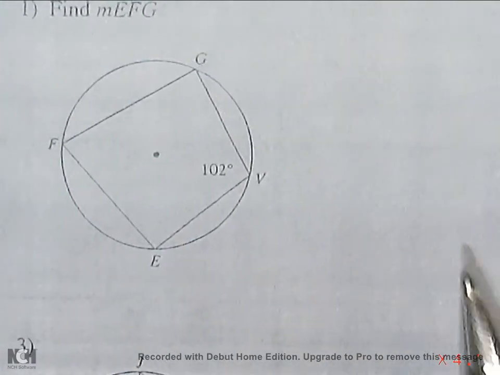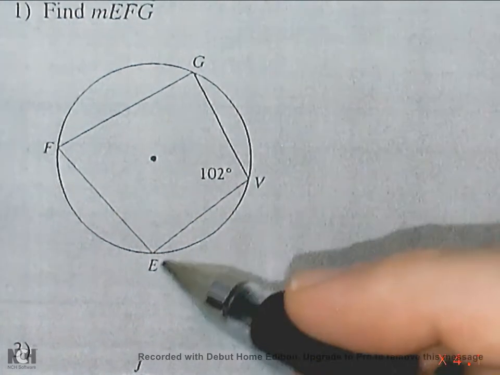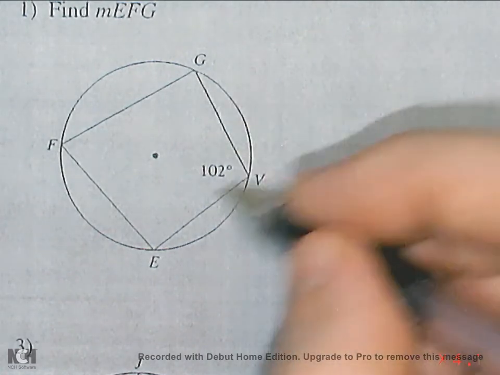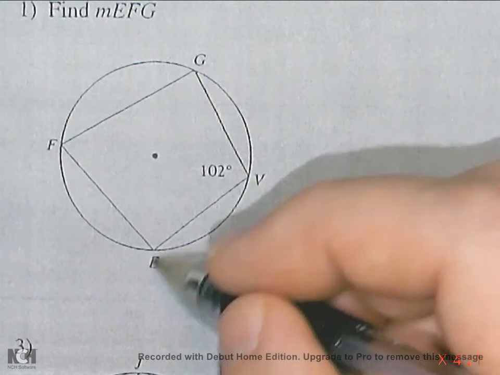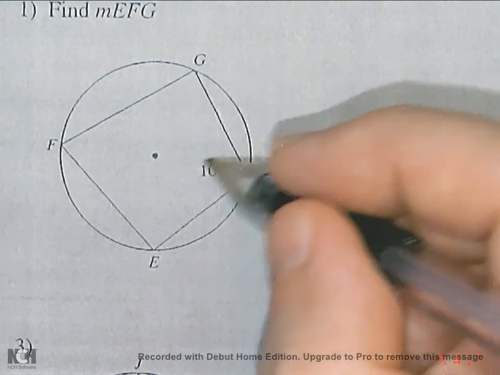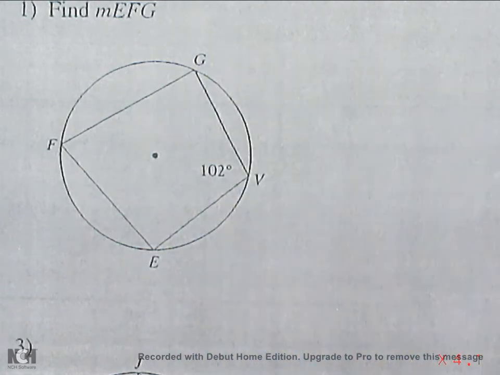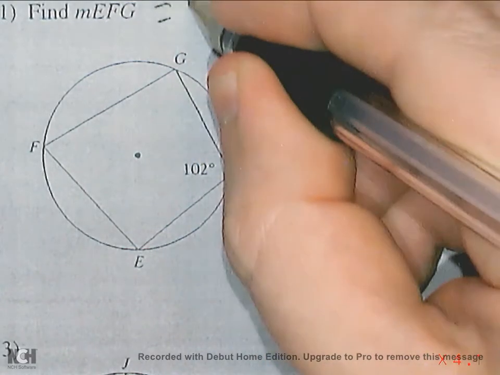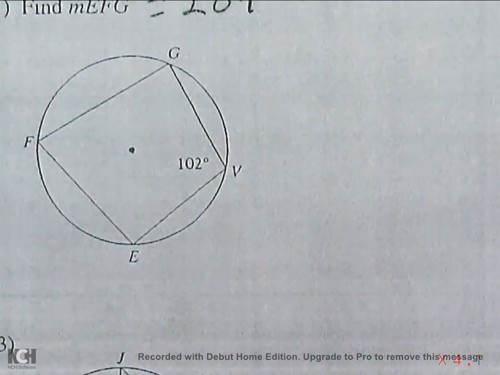Okay, so let's look at an example here. So here, it wants me to find the measure of arc EFG. It tells me this angle right here is 102 degrees. Well, that's the angle that would create the arc EFG, right? Well, it's on this end, so the arc would have to be double what that angle is. So 102 times 2 would be 204 degrees. Okay, pretty tough, right?